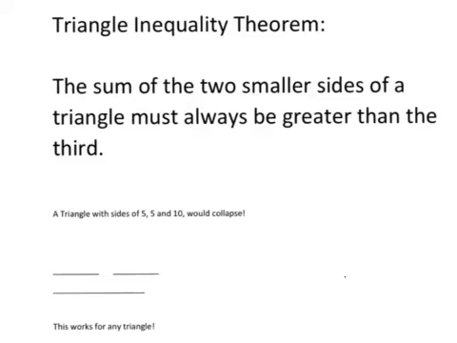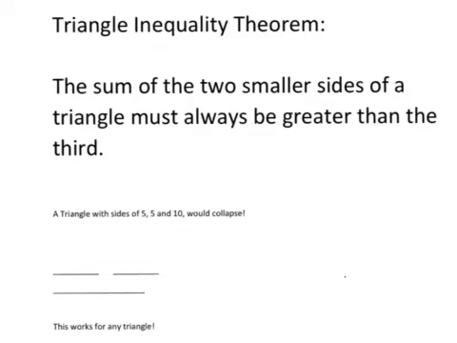Please copy this down on blank paper. The triangle inequality theorem states that the sum of the two smaller sides of a triangle must always be greater than the third. So please write that down. I'll give you a second to copy that. The sum of the two smaller sides of a triangle must always be greater than the third.